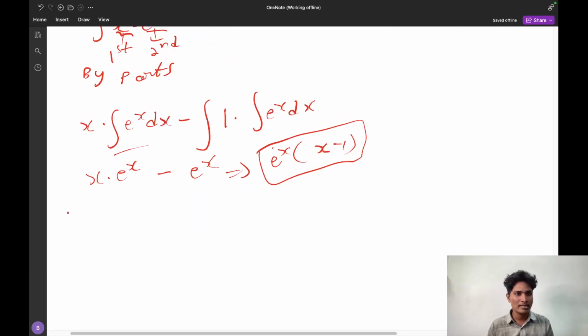And this is integration by parts I explained. And now comes some more algebraic formulas.